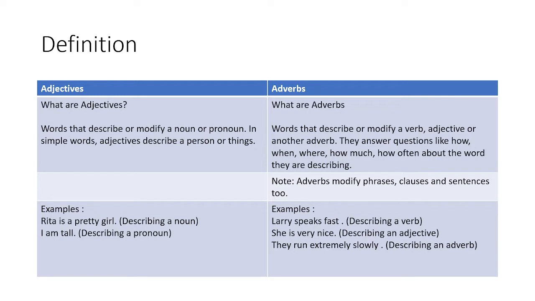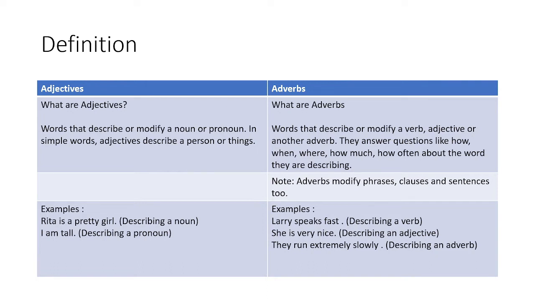So what are adjectives? Words that describe or modify a noun or pronoun. In simple words, adjectives describe a person or thing. For example, Rita is a pretty girl. Here, the word pretty is describing a noun, that is the girl. I am tall. Here, the word tall is describing I, that is a pronoun.